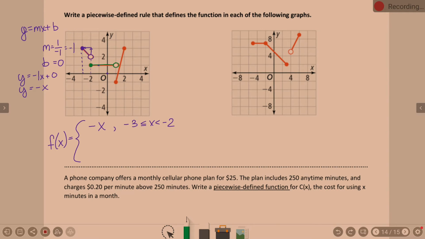It's a horizontal line, it's just y equals whatever that y value is. So y equals a number. What is the y value here? It's a 1. So we're just going to use y equals 1, which means if it's f of x equals, all I have to put here is 1, comma.